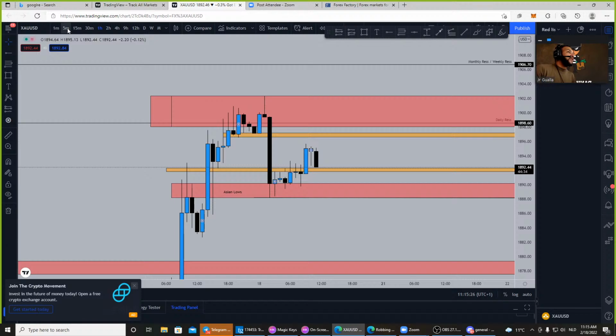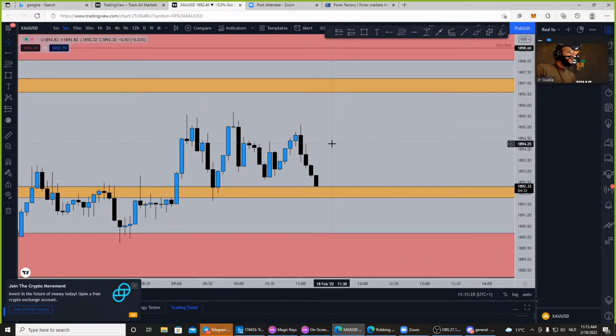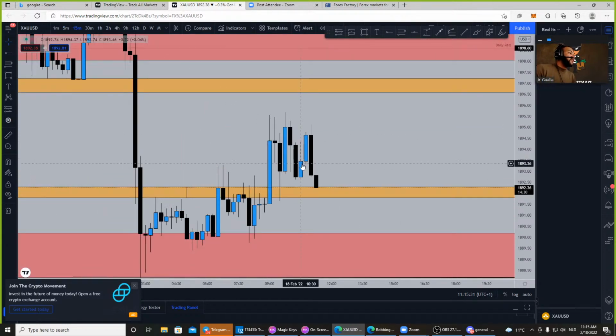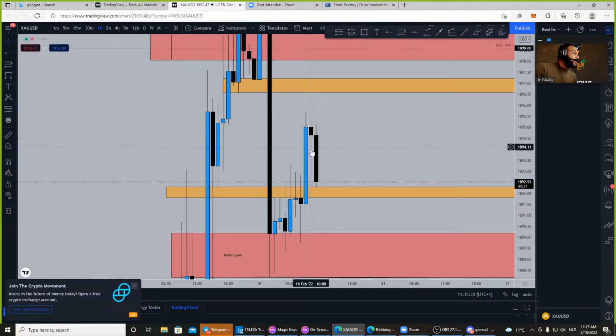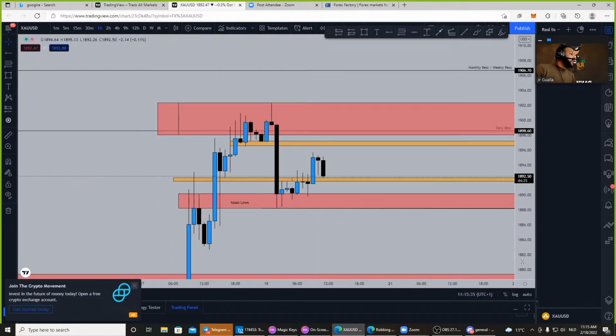Look, the 1 hour is engulfing the 15-minute, or the 5-minute, 15-minute engulfed as well. Let's see what it wants to do here at this area.